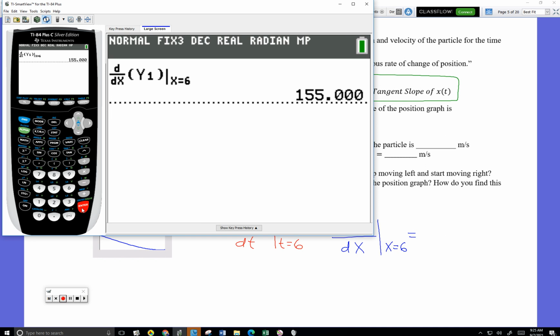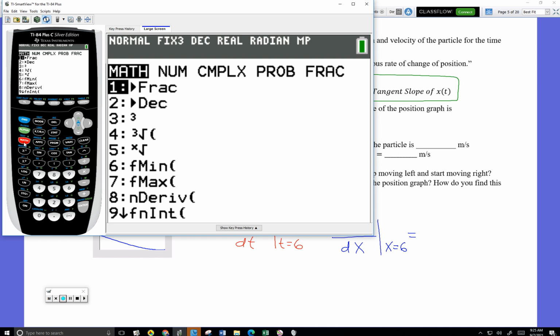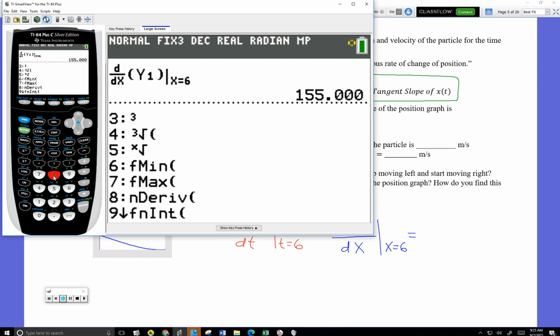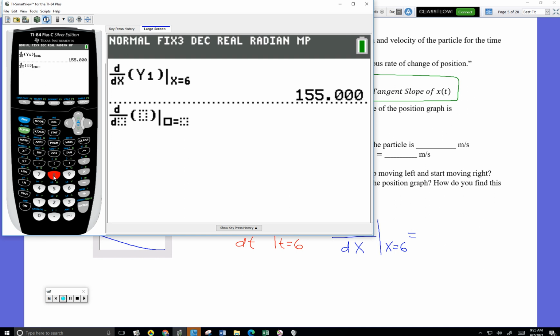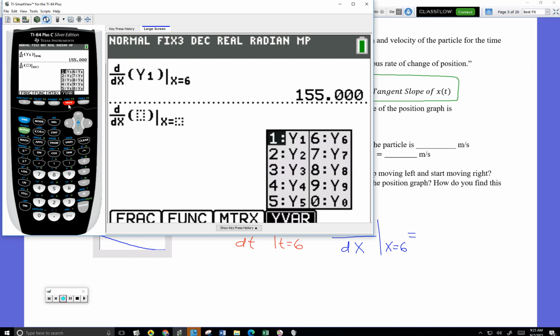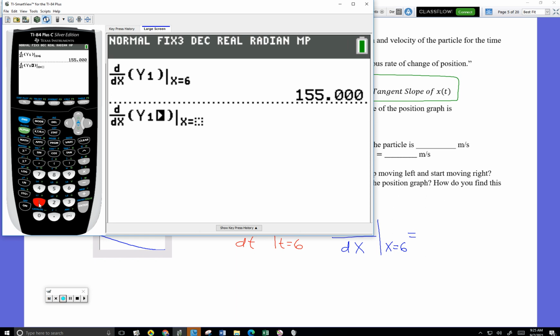Let me show it again. So I go math, then 8. This is supposed to be time, but in the calculator, x is time. This is supposed to be position, but in the calculator, position is Y1. That list is here: alpha, trace, Y1. And then again, time equals 6. Anybody need to see it again?